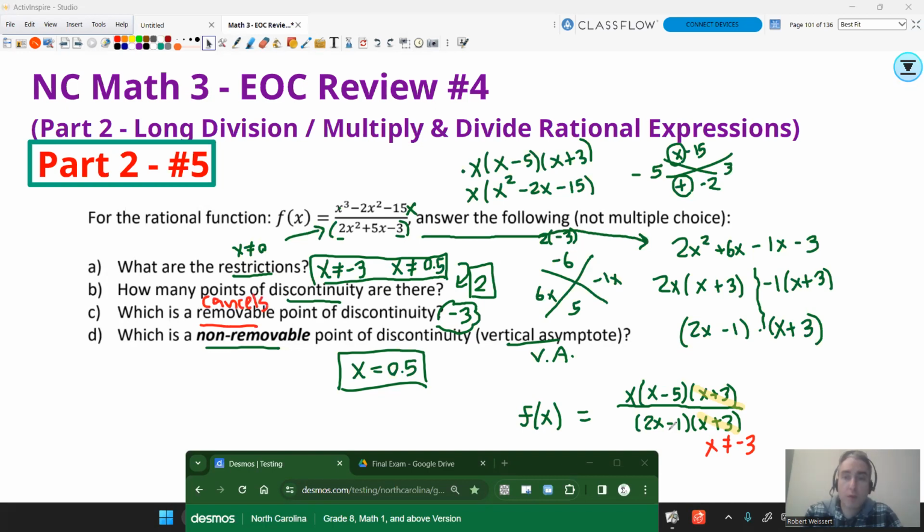The non-removable is just what's left over. So x cannot equal, if you solve that for 0, you get 1/2. So the non-removable is going to be x cannot equal 1/2. So 1/2, that's a vertical asymptote. So -3 is called the hole in the graph, and 1/2 is called the vertical asymptote.